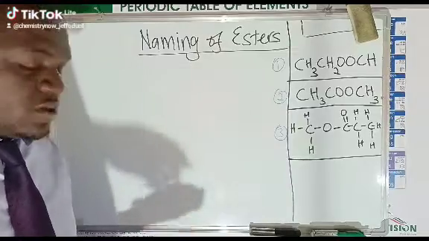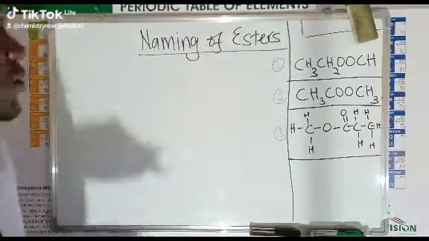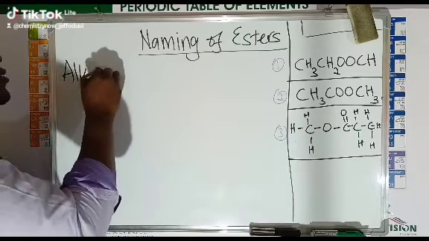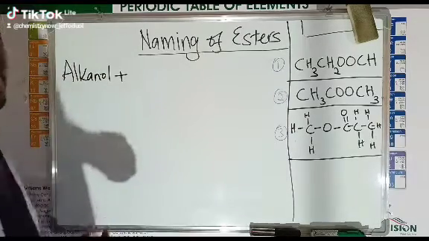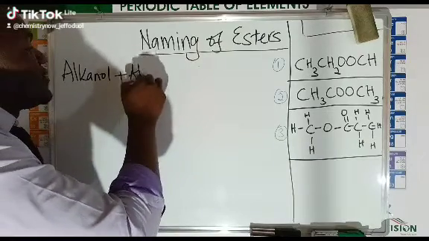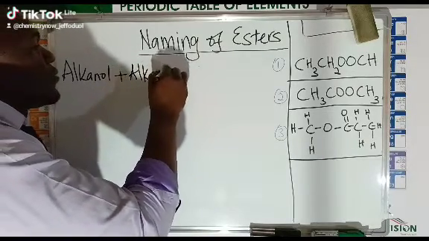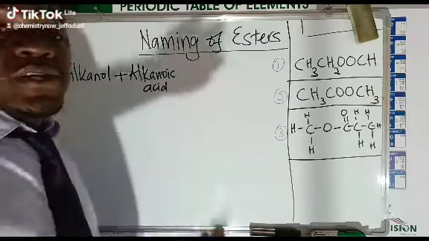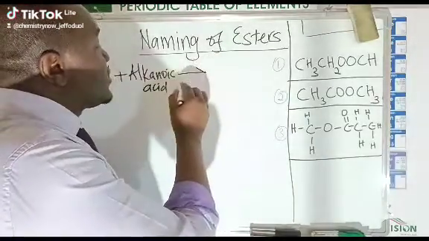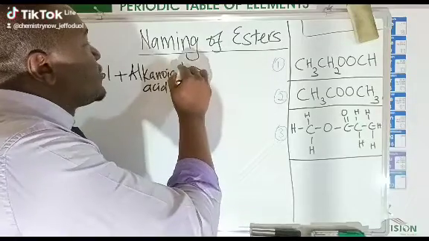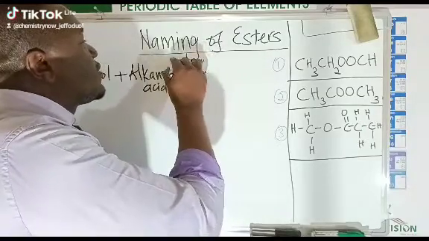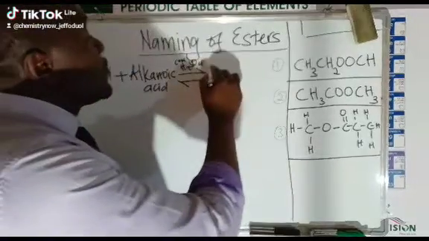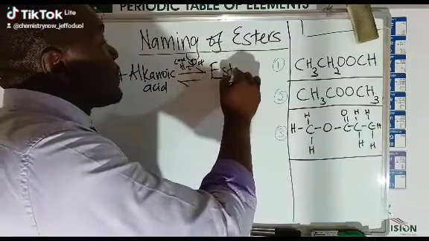How are they formed? Now esters are compounds formed when an alkanol reacts with an alkanoic acid in the presence of a mineral acid like concentrated sulfuric acid. In this reaction you'll end up with an ester plus water.